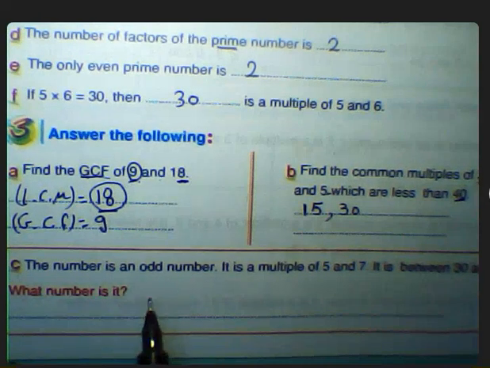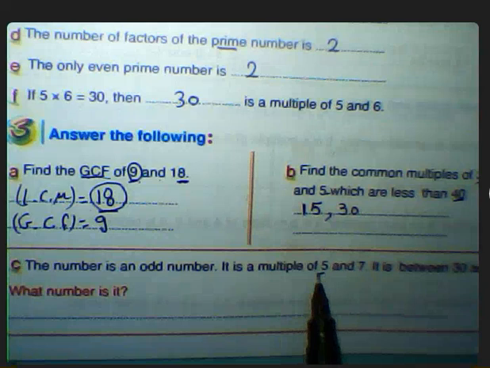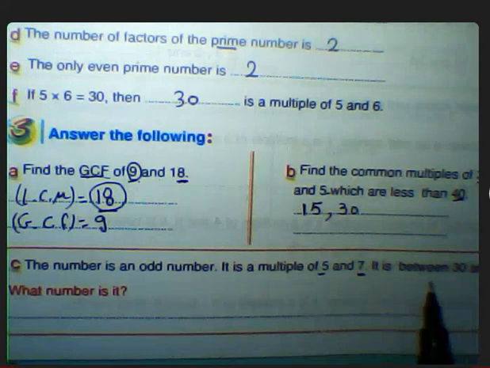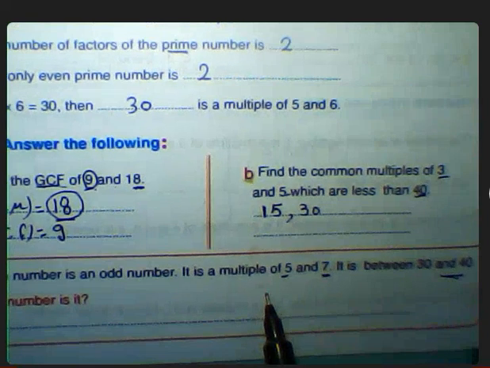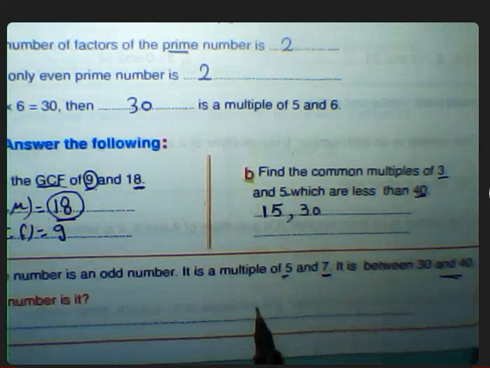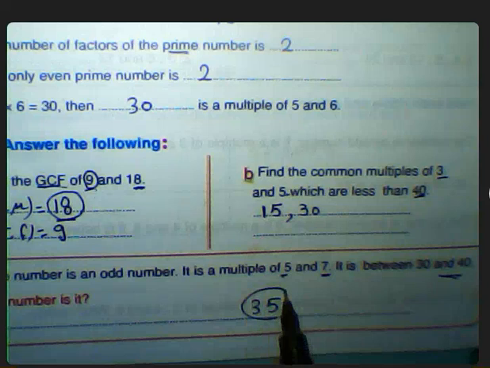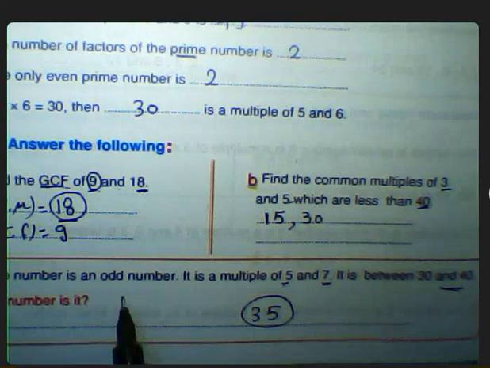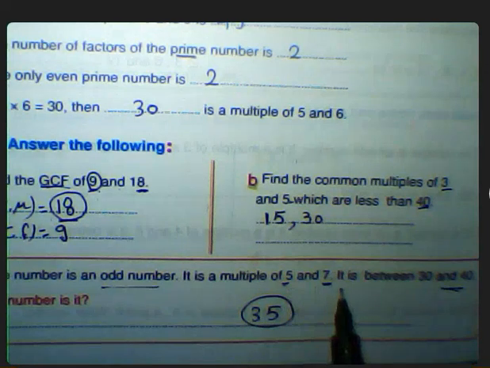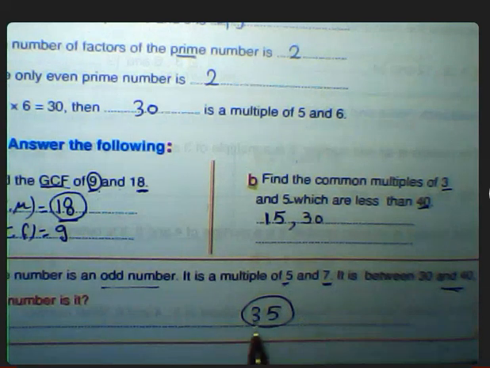The number is an odd number. It is a multiple of 5 and 7. It's between 30 and 40. It will be what? 5 times 7 equals 35. We can write here 35. 35 is the number, an odd number. It's a multiple of 5 and 7. It's between 30 and 40. The number will be 35.